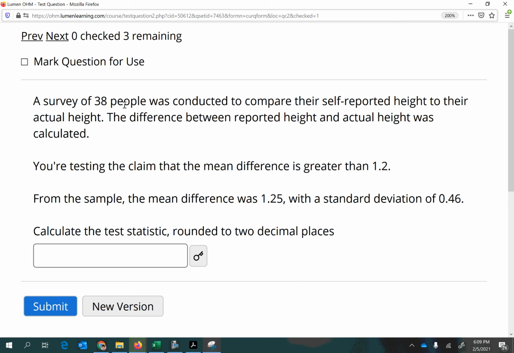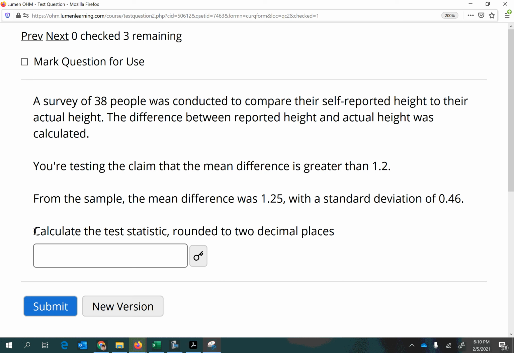A survey of 38 people was conducted to compare their self-reported height to their actual height, and the difference was calculated. You're testing the claim that the mean difference is greater than 1.2. From the sample, the mean difference was 1.25 with a standard deviation of 0.46. Calculate the test statistic rounded to 2 decimal places.